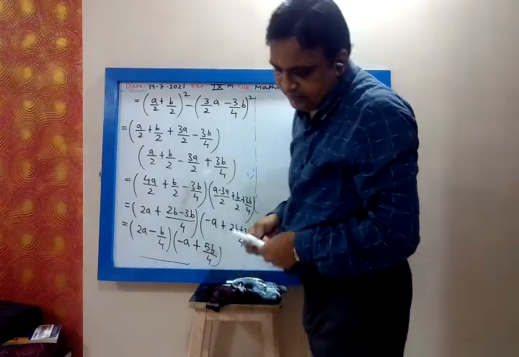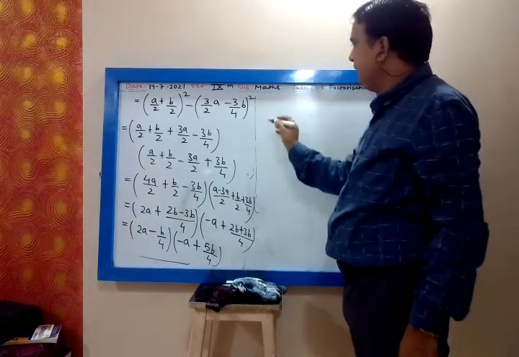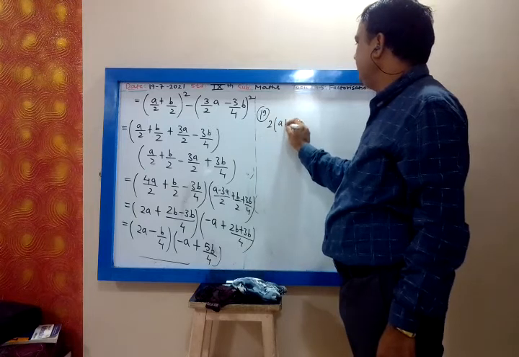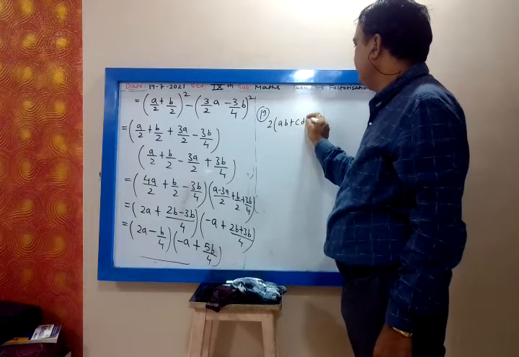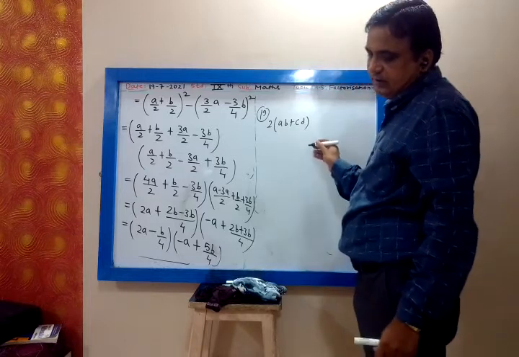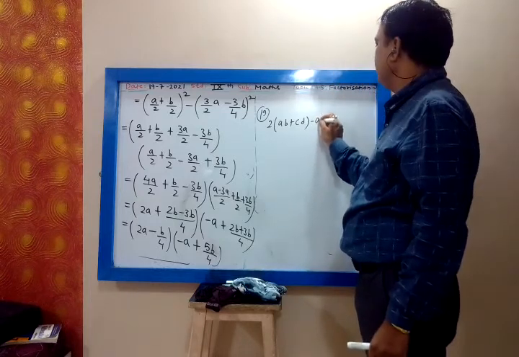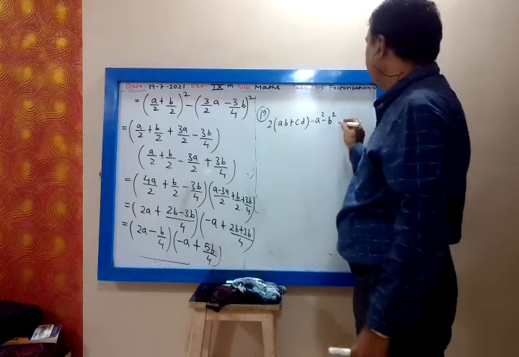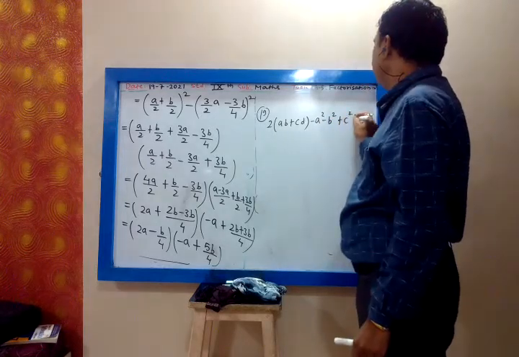Now 19th: 2 times (AB plus CD) minus A square minus B square plus C square plus D square.